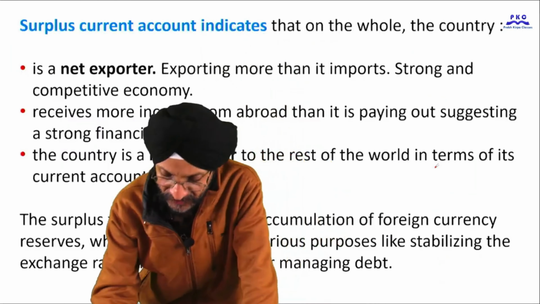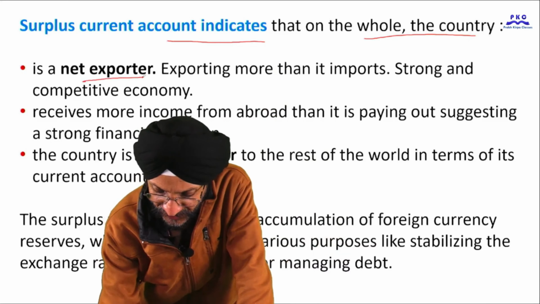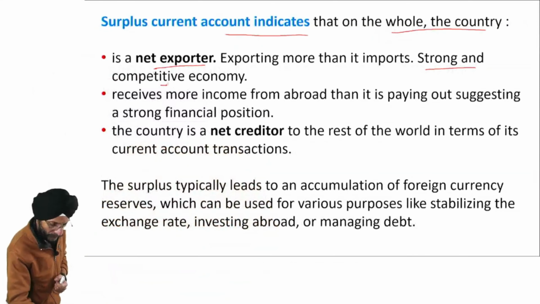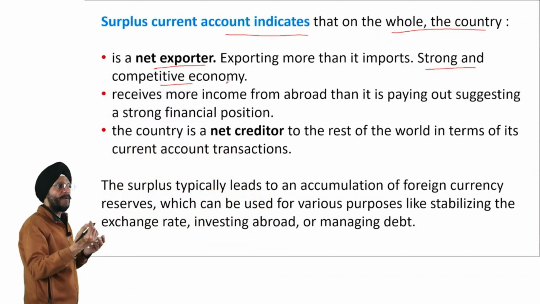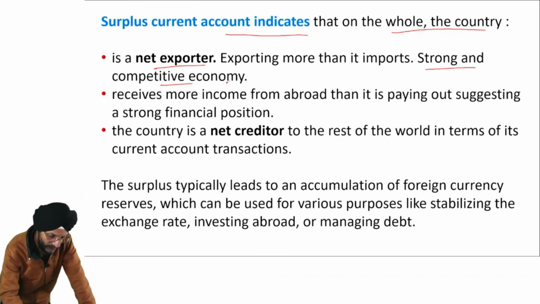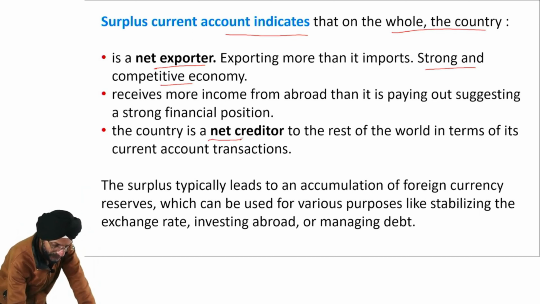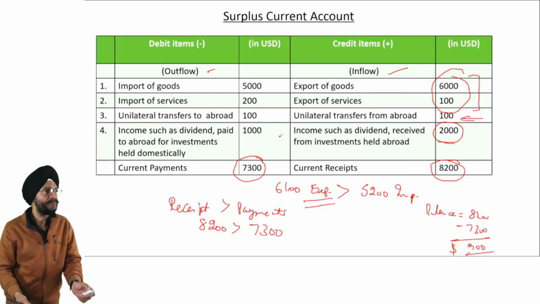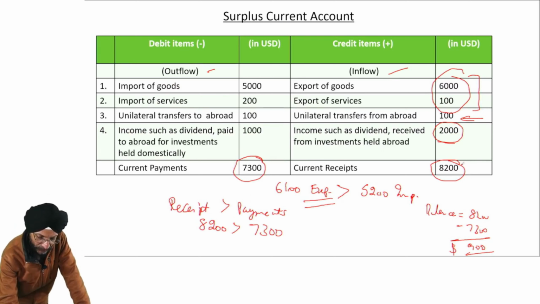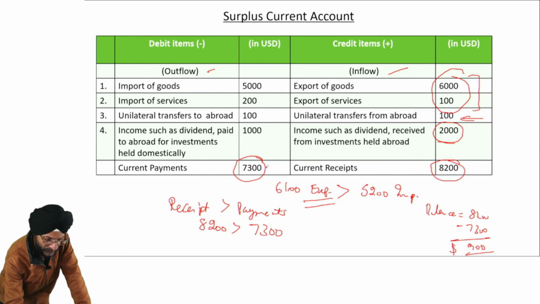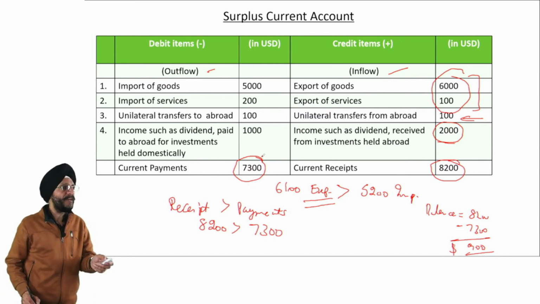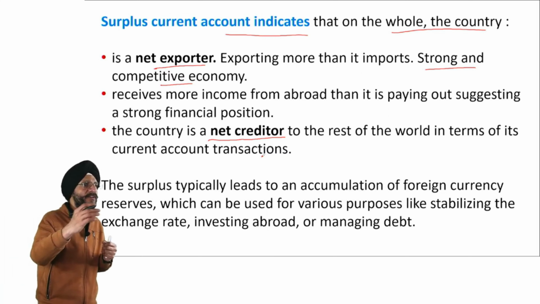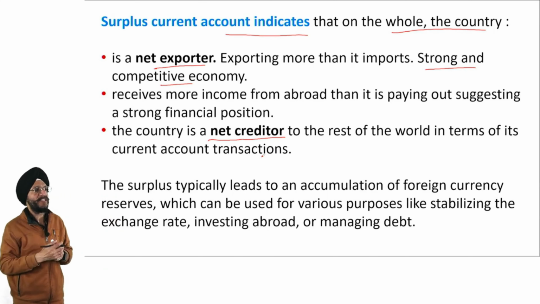So now, a surplus current account indicates that on the whole the country is a net exporter. It is exporting more than it imports. It is a strong and competitive economy. It is receiving more income from abroad, and a surplus current account also indicates that the country is a net creditor. How a net creditor? You have seen that here the figures on the credit side are more and the figures on the debit side are less. So what it means is that the country is a net creditor to the rest of the world in terms of its current account transactions.